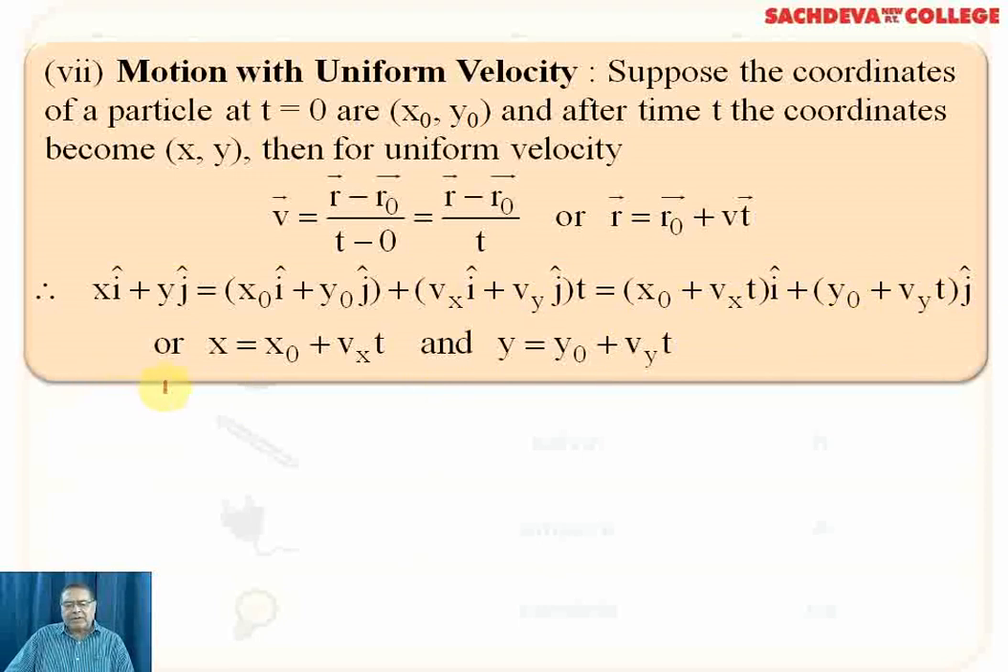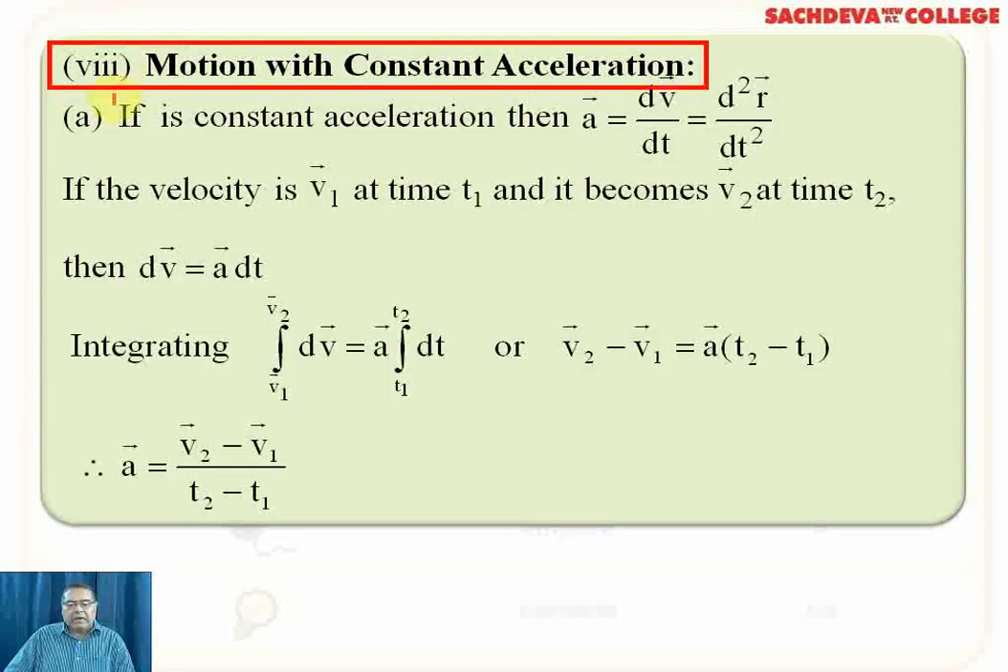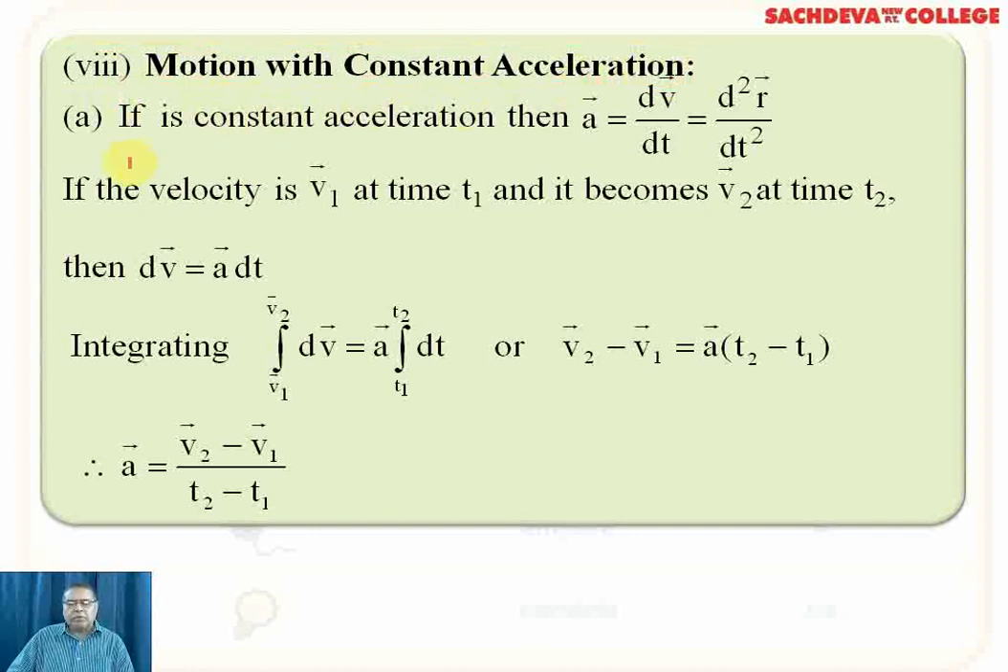So our equations will become x is equal to x naught plus vx t and y is equal to y naught plus vy t, where vx and vy are the velocities along the x-axis and y-axis. Now, motion with a constant acceleration. Up to the time the body is moving, its acceleration will not change. When we say acceleration is not changing, it means the rate of change of velocity will not change. Throughout the motion, the rate of change of velocity will remain constant.